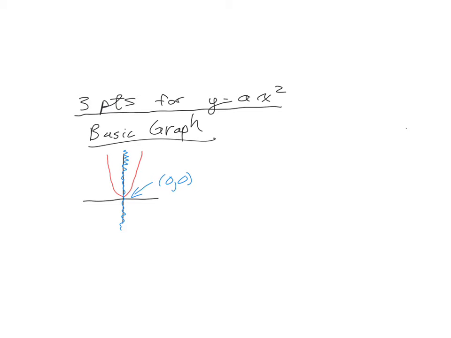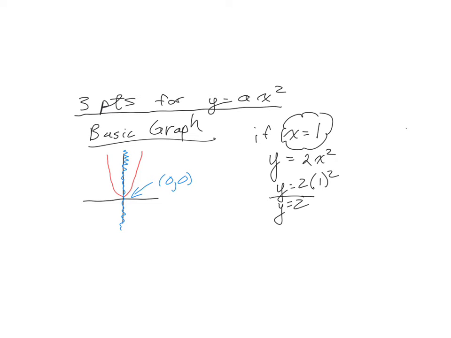For example, let's say x was equal to 1. What would y be in the equation y equals 2x squared? So you do your substitution, you get 2 times 1 squared, which is 2. So now you have a point, 1, 2. Now that would show up on this graph, say here.